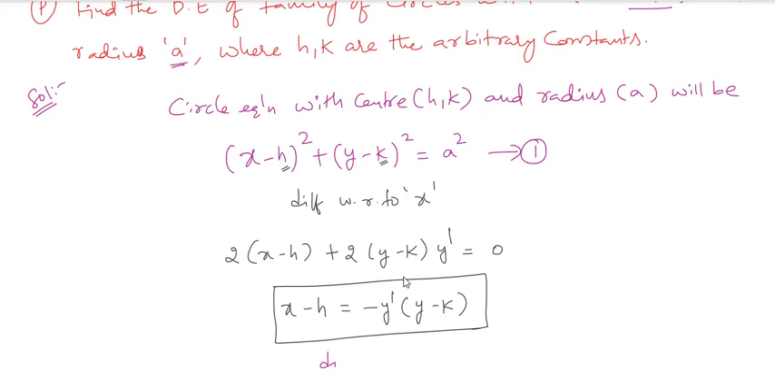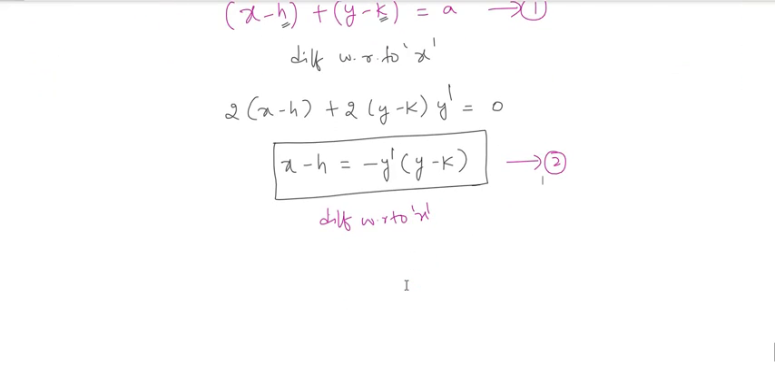Then again you need to go with differentiation with respect to x again. So take this as equation 2. If I do the differentiation with respect to x again, what I will get is 1 on the left, which is equal to minus, using the uv rule, y dash into y minus k. For y dash, y double dash will be there into y minus k. Then minus, for y dash, the same y dash will be there. For y minus k, k is constant 0, for y dash it will be there. Am I correct or not?